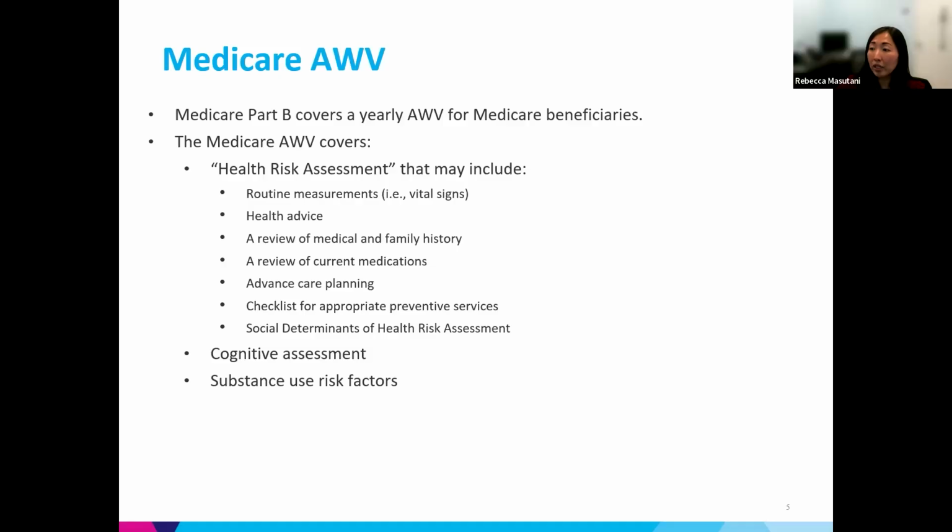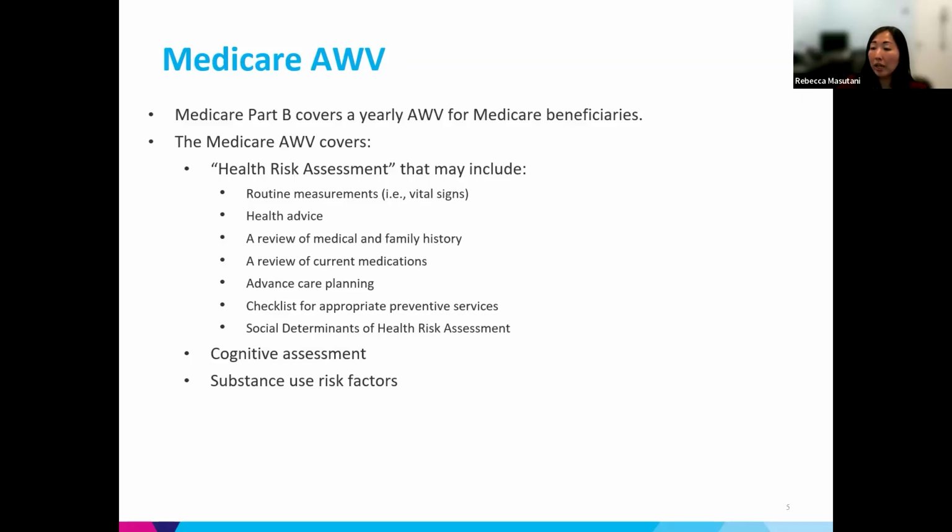The Medicare Annual Wellness Visit also includes a brief cognitive assessment for patients. What I will note here is that this cognitive assessment is different from the cognitive assessment and care plan service that is also covered by Medicare and is a different E&M service. So we'll talk a little bit about that in a few slides when we review billing. And lastly, the Medicare Annual Wellness Visit also includes a review of a patient's substance use and/or opioid use risk factors. I'm going to stop here and pause for a little bit.